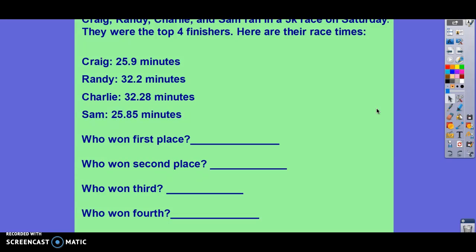Remember, when racing, we want the smallest number. That's the fastest number. So which of these 4 is the smallest or fastest number? Let's look first in the tens place. So I have a 2, a 3, a 3, and a 2. I'm going to compare 25 and 9 tenths and 25 and 85 hundredths. Which one's smaller?